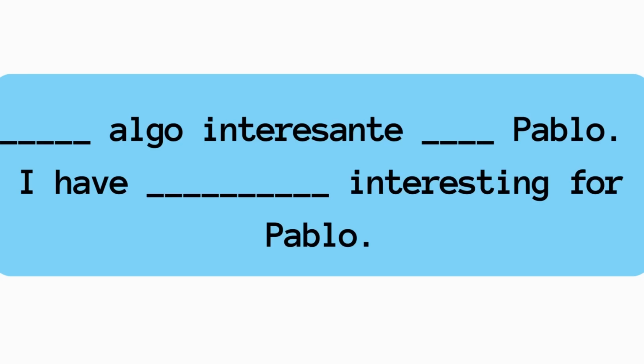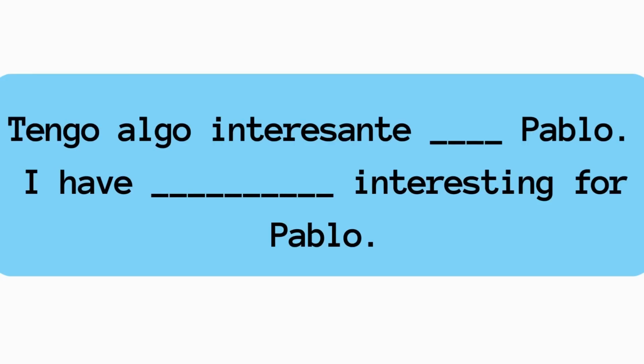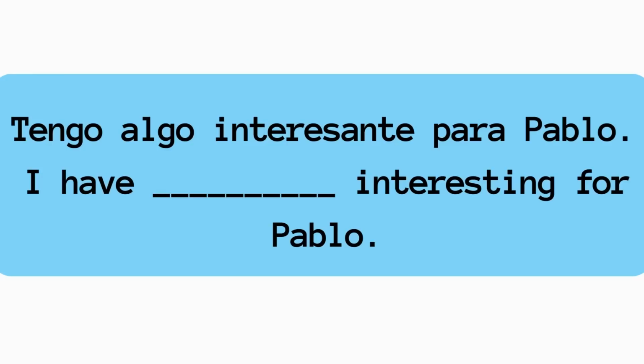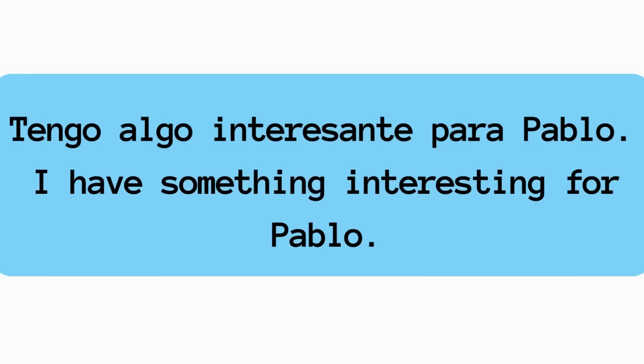Okay, so on to the third one. So our first gap would be tengo. I have. Tengo algo interesante. I've got something interesting. The next gap, para Pablo. Tengo algo interesante para Pablo. So the gap in English is I have something, because it's the translation of algo. I have something interesting for Pablo.